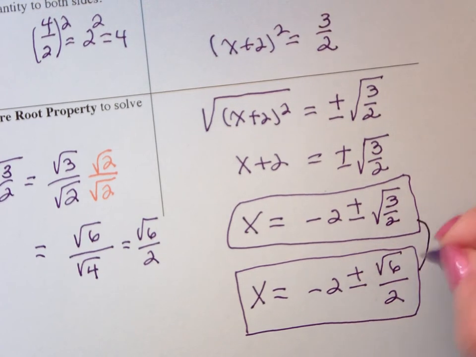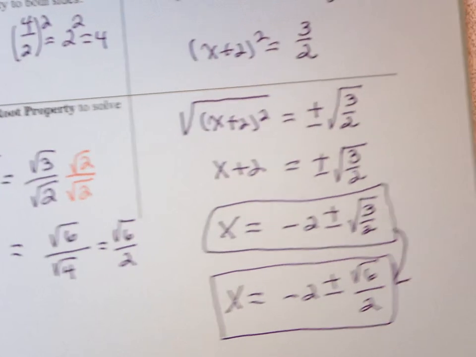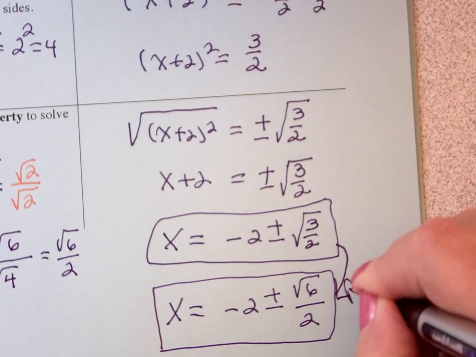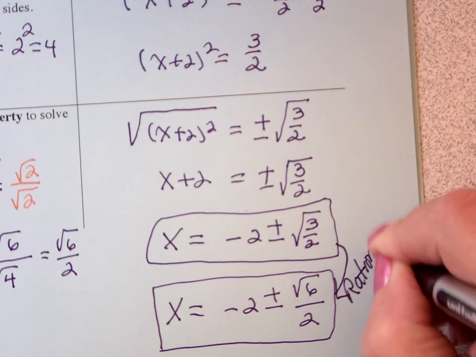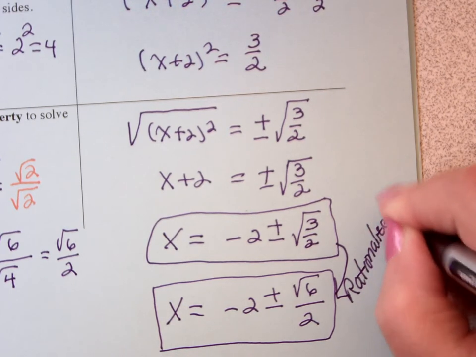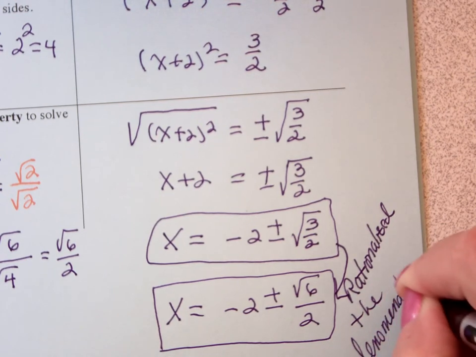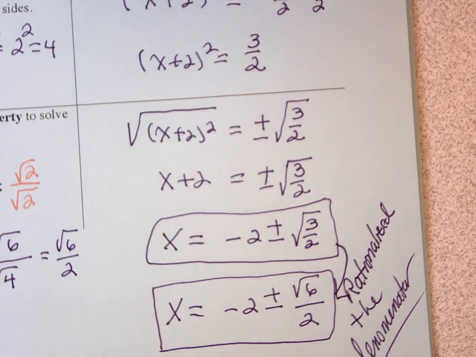And then from here to here, what we did, we rationalized the denominator. Yep, book doesn't like it.